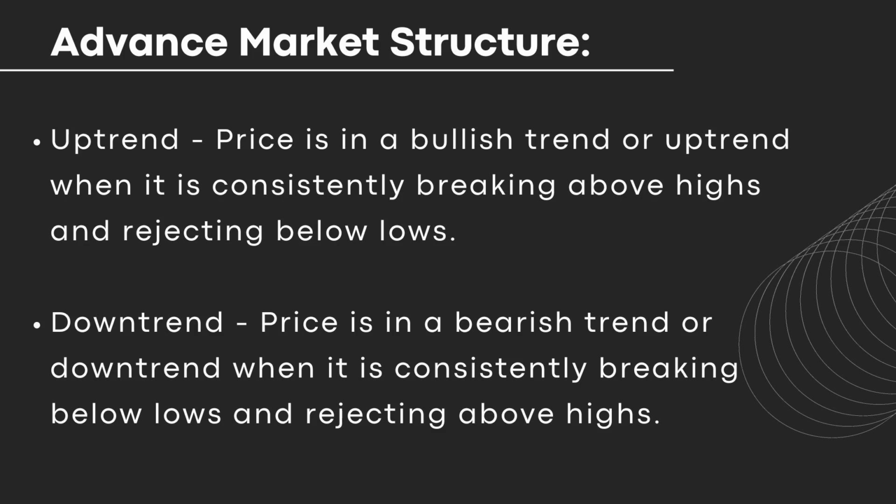Similarly, a downtrend is classified when price is consistently breaking below lows and rejecting above highs, meaning it's unable to have a displacement or expansion above highs, which is what we call rejecting above highs, and predominantly it's only able to expand lower by breaking below lows and closing below them, right? This is how we classify a bearish market structure: breaking below lows and rejecting above highs. Now let's move on to the next slide and see how each one of them would look.